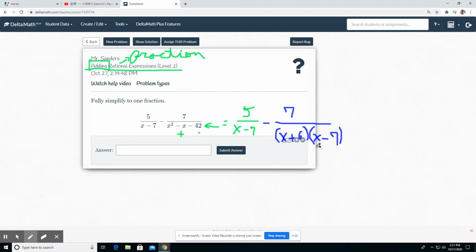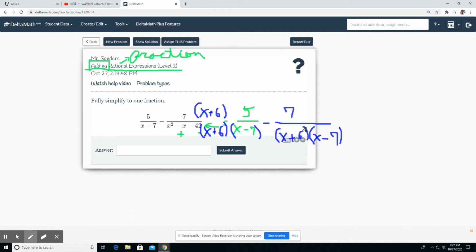All right, so now we can clearly see that there's an x minus 7 and x plus 6 in this one term as the denominator, and an x minus 7 here. So what is it missing on the left to have a common denominator? It's missing the x plus 6. So I have to multiply top and bottom by x plus 6. Now I have that common denominator.